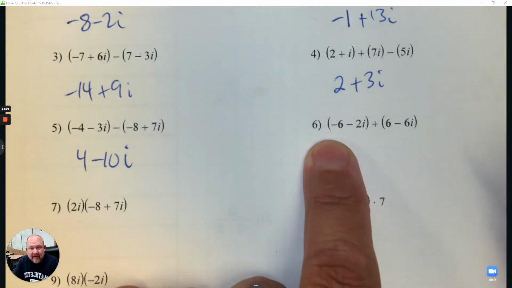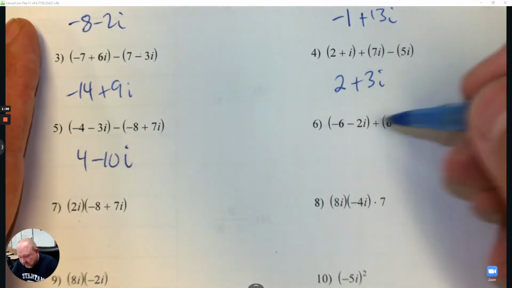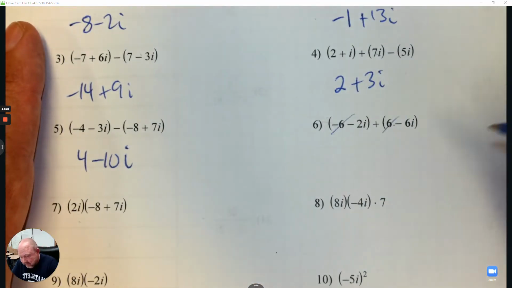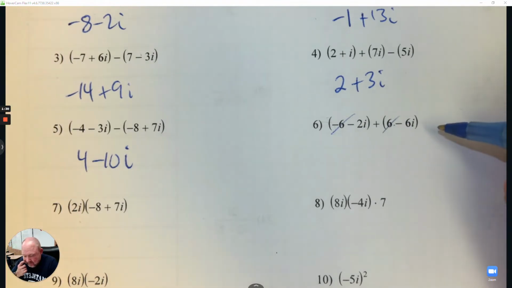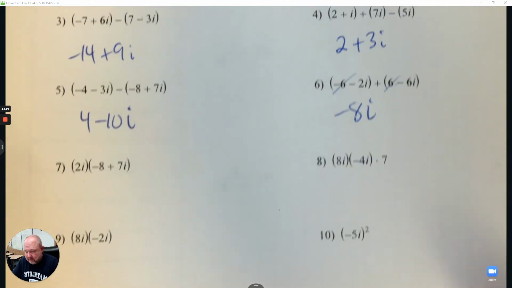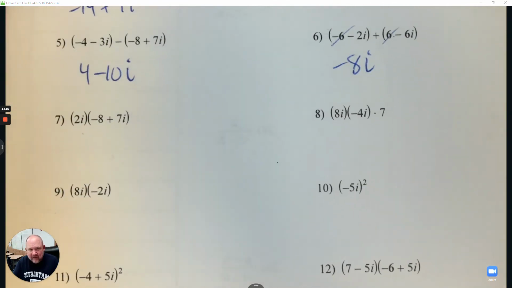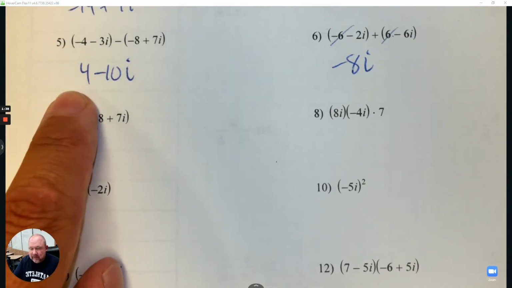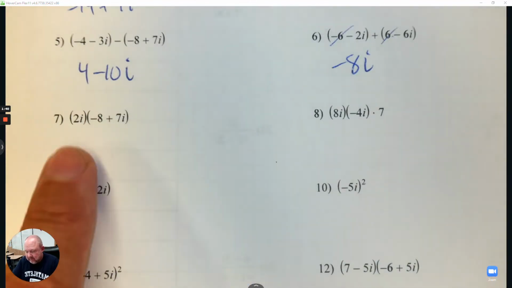Here again, we're adding and subtracting. So -6 plus 6, they cross out. -2 plus -6 is -8i. So it's just an imaginary number part to it. All right, that's adding, just combining like terms. Where you have a real part and an imaginary part together, this is called a complex number.